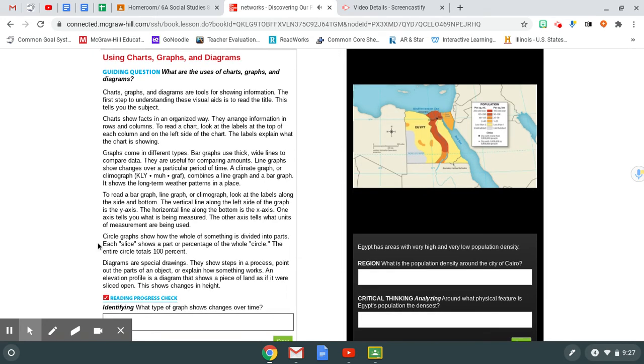Pie graphs are circular graphs that show how the whole of something is divided into parts. Each slice shows a part or percentage of the whole pie. The entire pie totals 100%. Diagrams are special drawings. They show steps in a process, point out the parts of an object, or explain how something works. An elevation profile is a diagram that shows a piece of land as if it were sliced open. This shows changes in height.